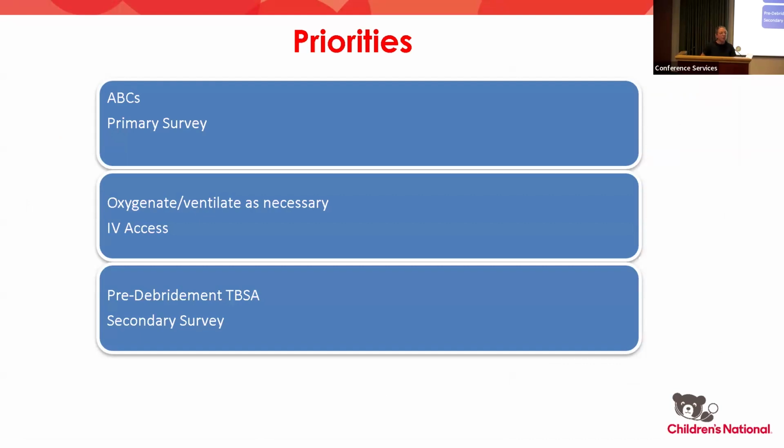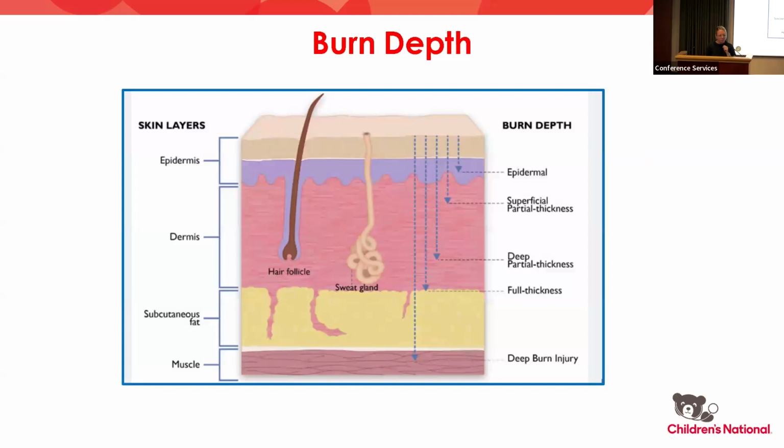So just to summarize, our priorities are making sure in that initial trauma assessment that our ABCs are intact. We'll want to do a quick primary survey as well. We want to make sure that we're providing oxygen if needed, especially for the sicker patient in the trauma bay. We want to make sure that we have IV access, both for our fluids and for pain medication. And then we'll go through a secondary survey and a pre-debridement TBSA. So this is just major concepts in the care of the major burn patients.